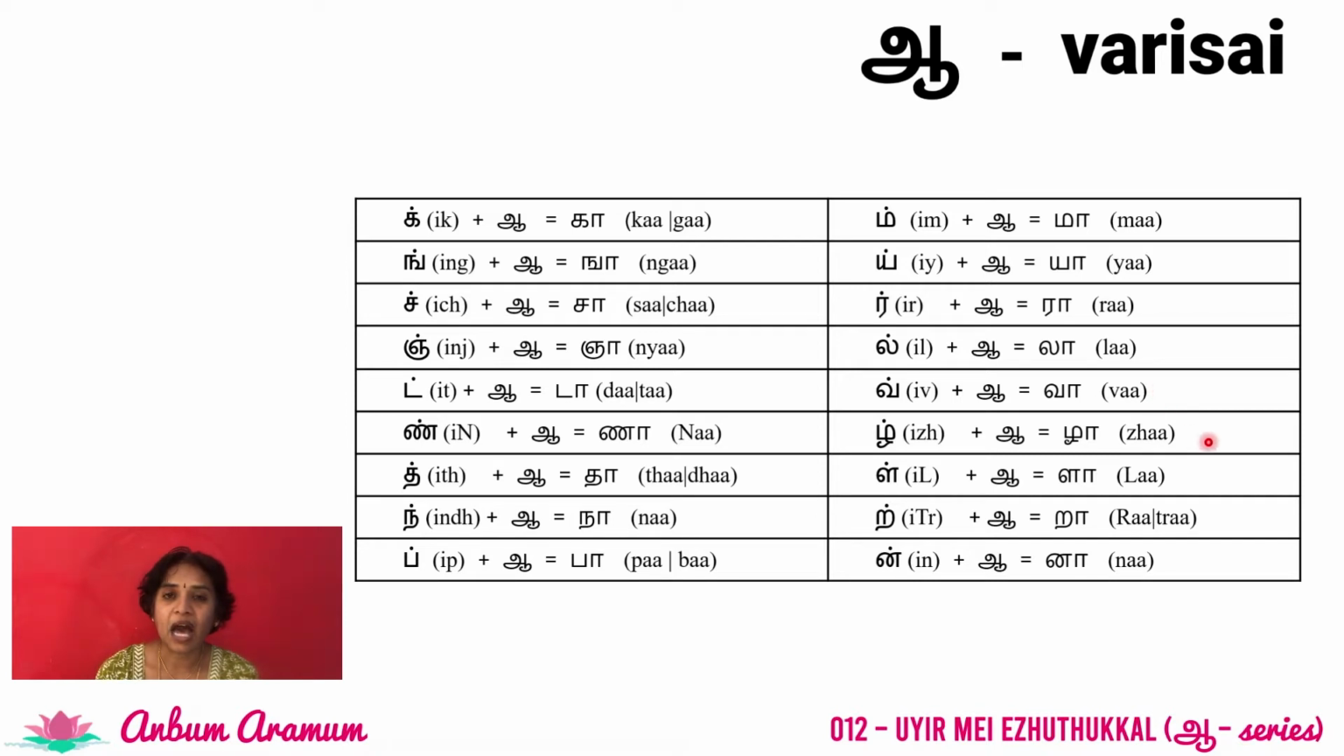Ir plus A is Raa. Il plus A is Laa. This is the middle La. Ir or it plus A is Raa or Traa. In, the two-dot in, plus A is Naa.